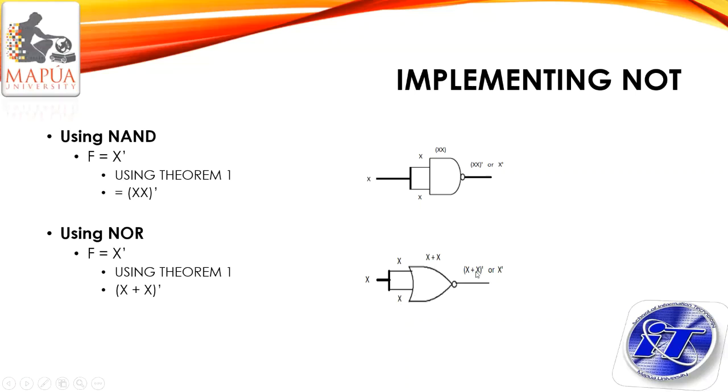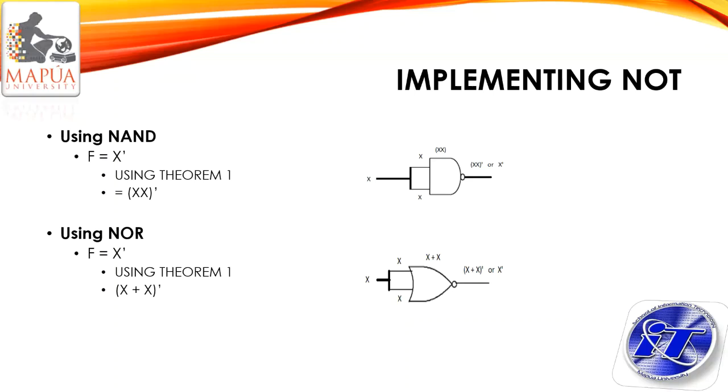We have NOT, so negate the whole expression, which is NOT of x plus x. We all know that x plus x is x. So basically it's just x NOT. Okay? So that's how we implement NOT using NAND and NOR.